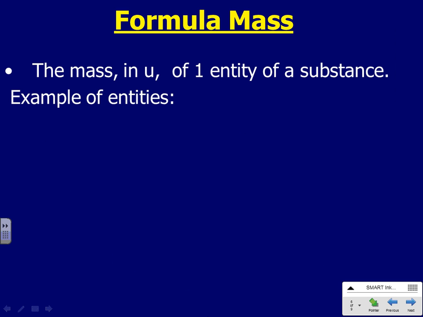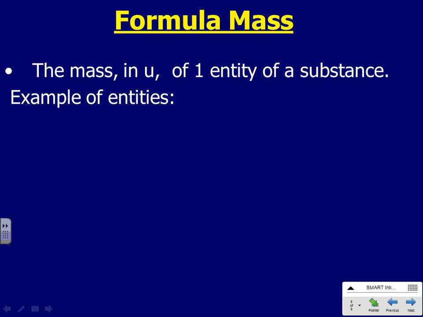But what if we're dealing with something like a compound, whether it be ionic or covalent, or maybe even an ion? The mass in u of one entity of a substance. Let me give you some examples of some entities. We're not going to find the masses of these right now, but I just want to define entities because we keep talking about these entities. Entities are any of these little tiny things that we deal with when dealing with chemistry.